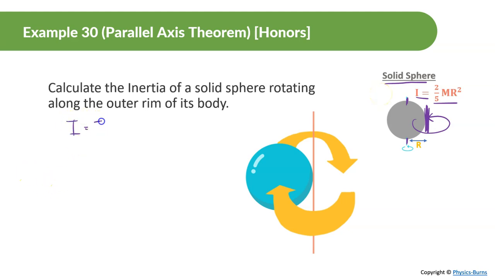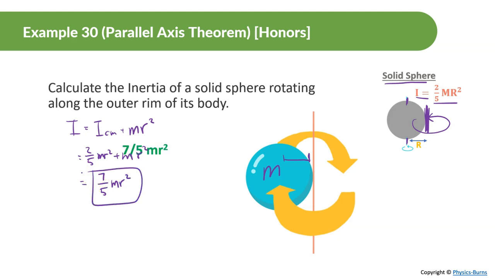The inertia is going to be equal to the inertia of the center of mass plus the mass times how far the new axis is from the center, squared. So the inertia of the center of mass is 2/5 mr squared plus the mass of the sphere and how far it is from the center. Since it's all the way towards the edge, it's just going to be r, so r squared. This is going to be equal to 7/5 mr squared. Hope that made sense.